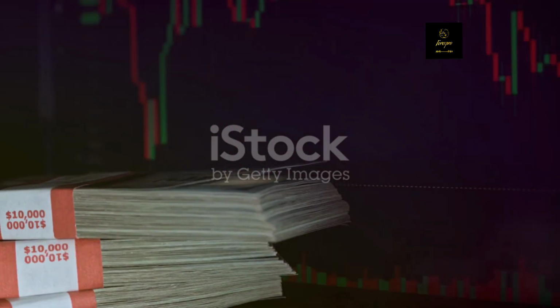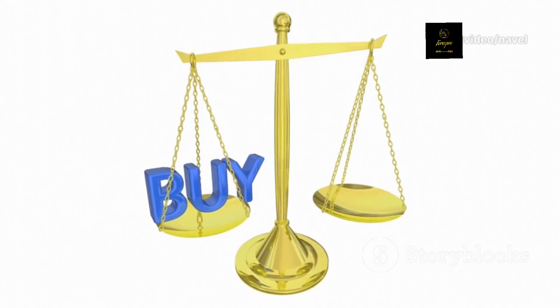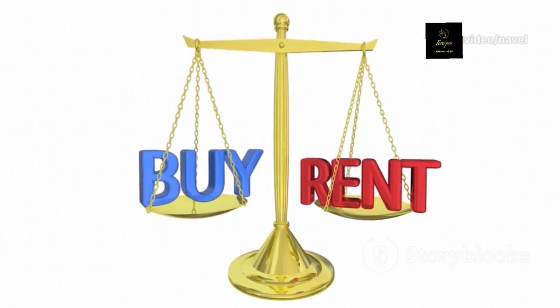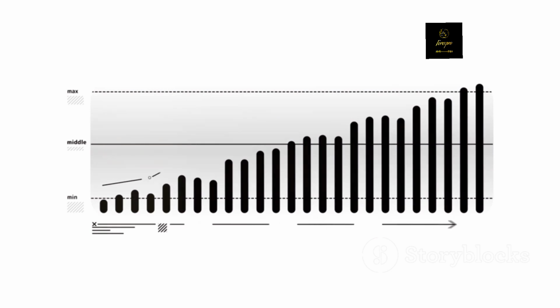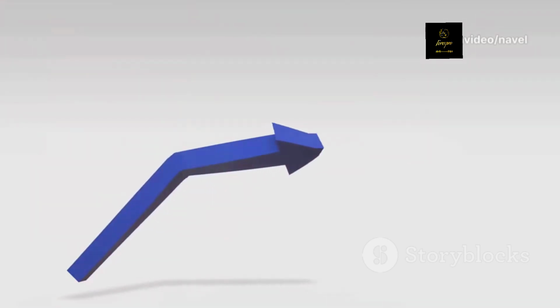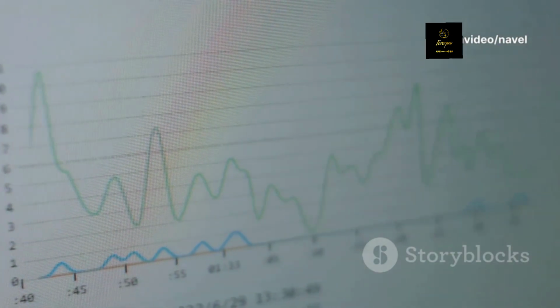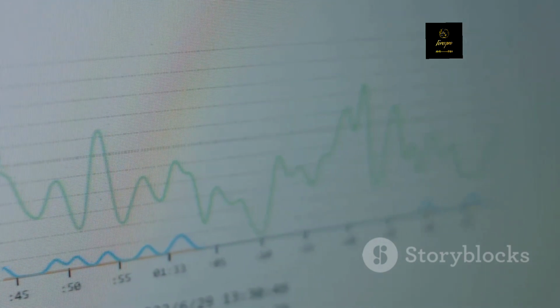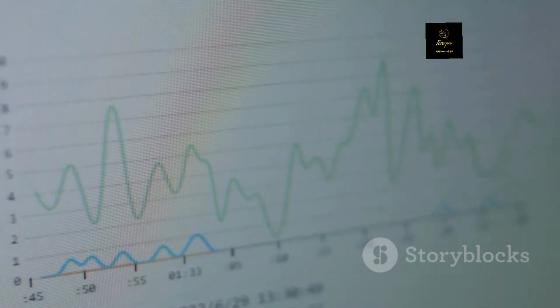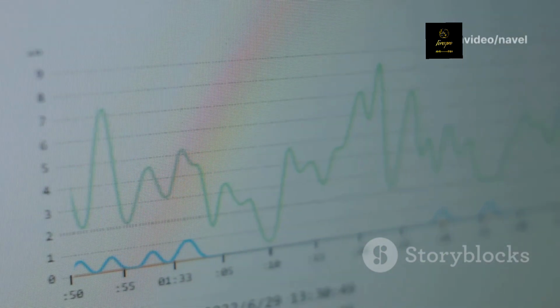Chapter 5. Leverage, the double-edged sword. Here's where things get really interesting and potentially risky. Leverage allows you to control a much larger trading position than your account balance would normally allow. Think of it like a loan from your broker. For example, with a leverage of 1 to 100, you can control a $100,000 position with just $1,000 in your account. Sounds amazing, right? Well, it can be.